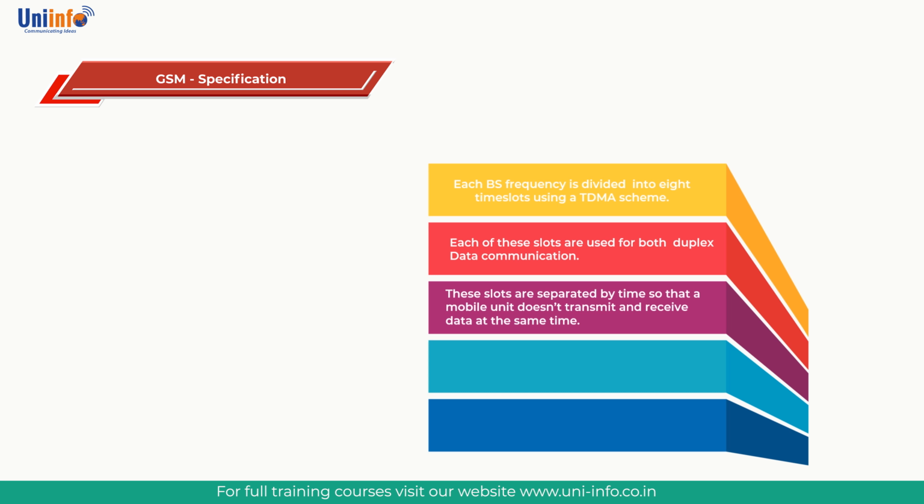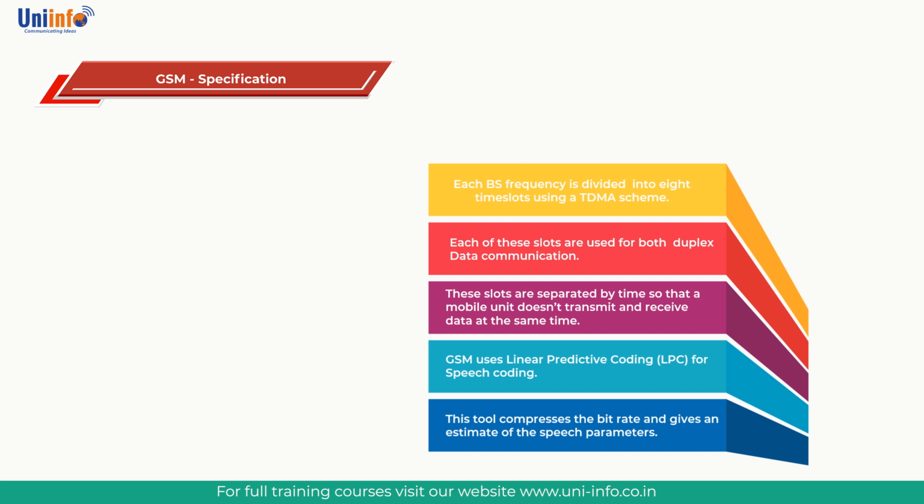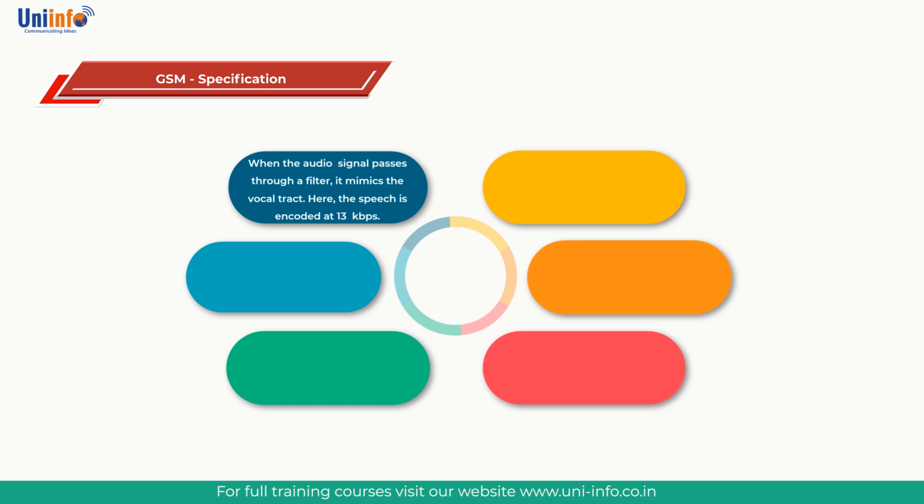11th, these slots are separated by time so that a mobile unit doesn't transmit and receive data at the same time. 12th, GSM uses linear predictive coding, LPC, for speech coding. 13th, this tool compresses the bitrate and gives an estimate of the speech parameters. When the audio signal passes through a filter, it mimics the vocal tract. Here, the speech is encoded at 13 kbps.